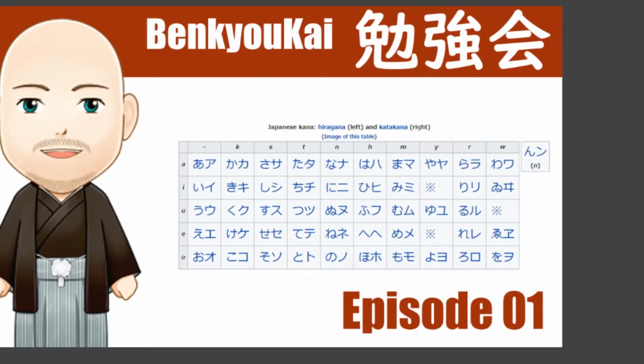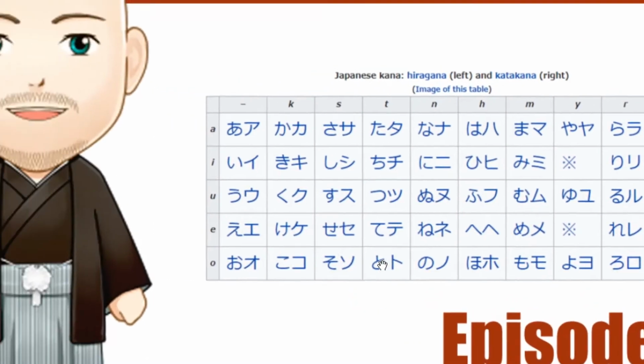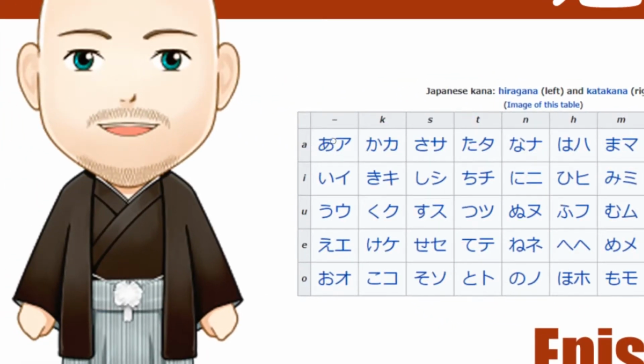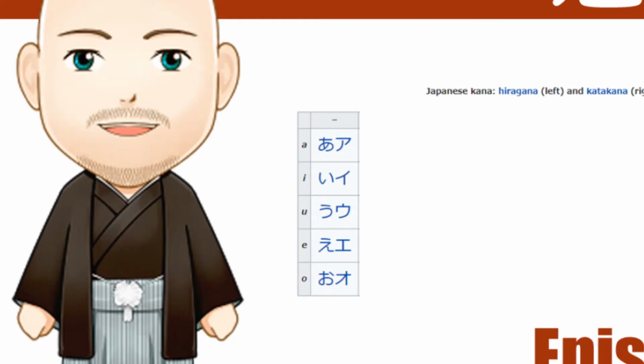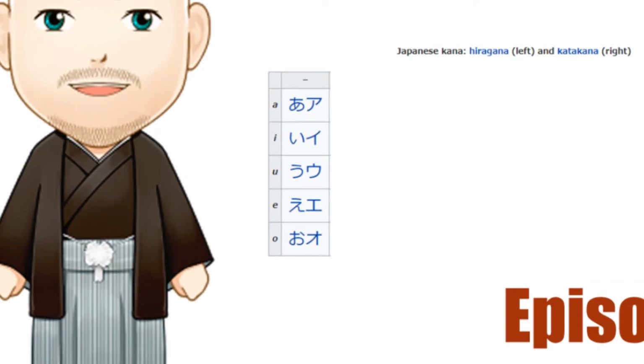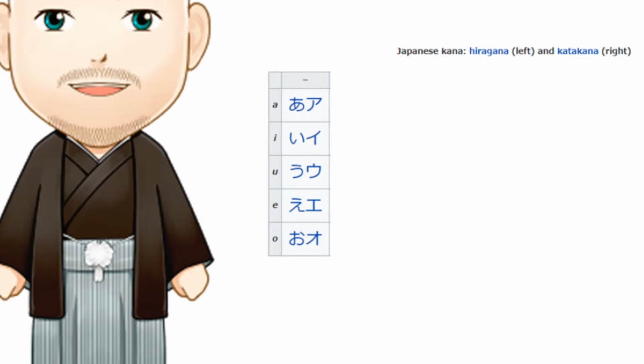All right, so that was just a quick thing about Katakana, but now we're going to move into the Hiragana, and for this episode, we're going to be focusing on the first column here, the A, I, U, E, O. So let me hide the rest of that. There we go. And I'm going to give you a couple examples of words that you can make with these.